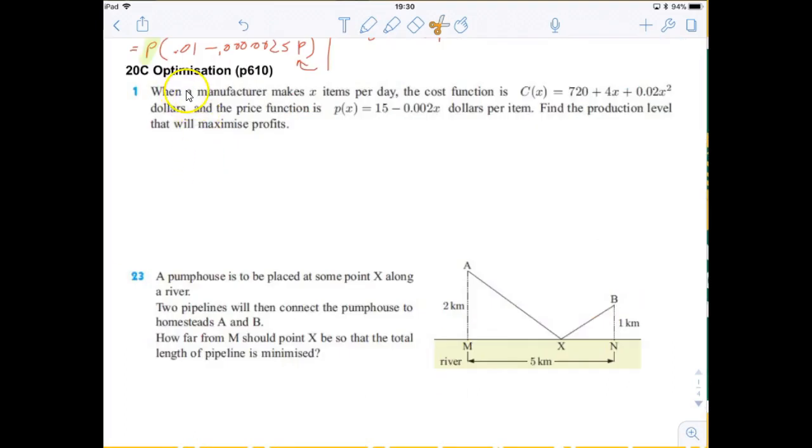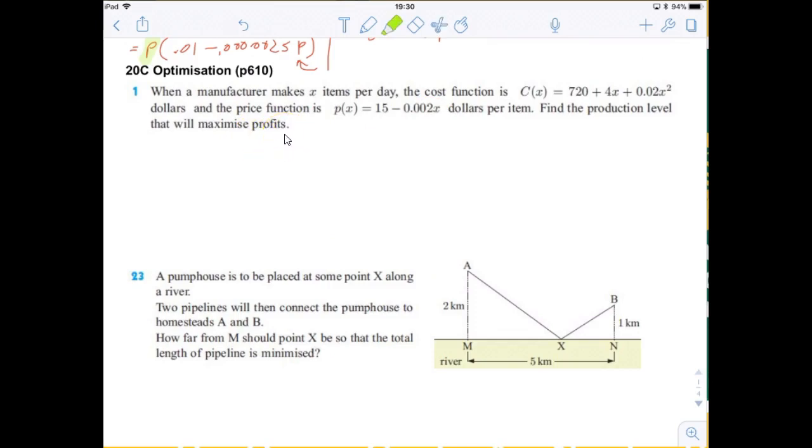Okay, now we'll do an optimization problem that was in the HL book but was not in the SL book. You've already done many optimization problems, but maybe this one is slightly harder or different. When a manufacturer makes x items per day, the cost function is C of x dollars, and the price function is P of x dollars per item. Find the production level that will maximize profits.